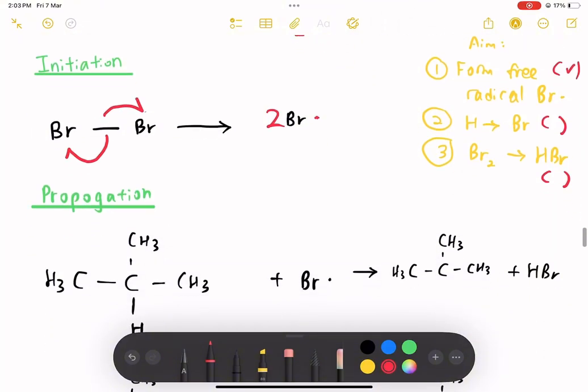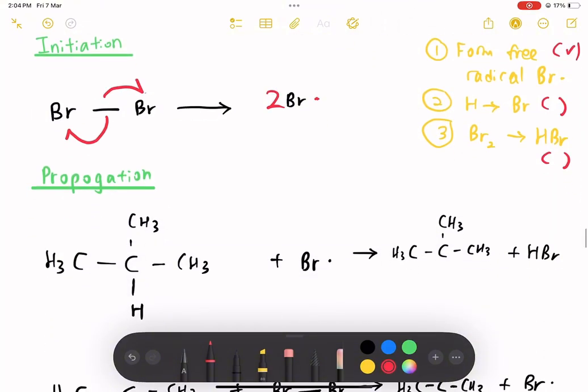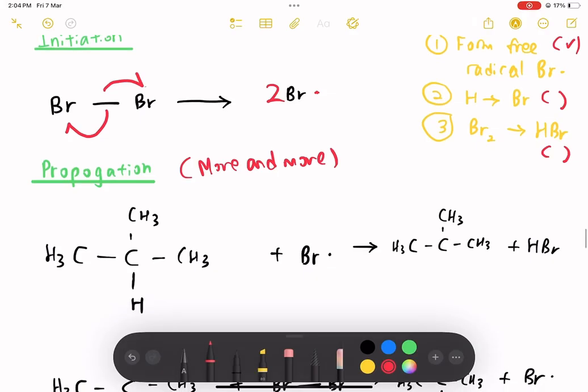Then we will move on to the next step, propagation. Propagation means that you form more and more free radicals. Next, we need to replace H by Br, right?